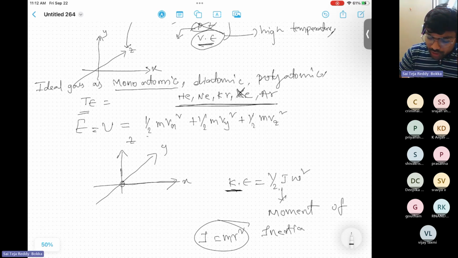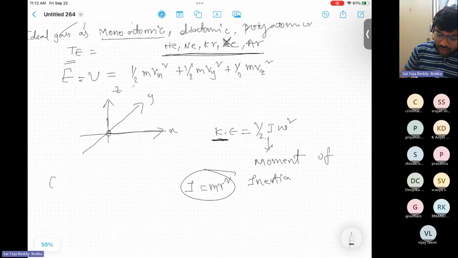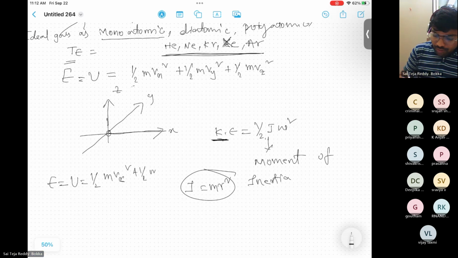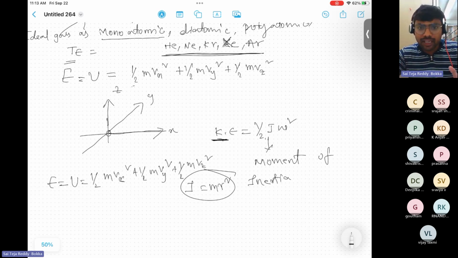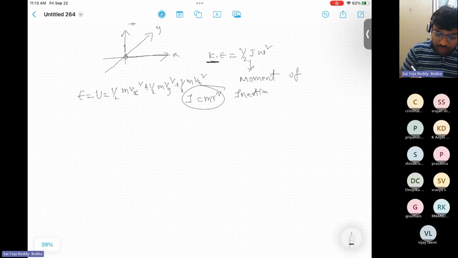So there will be only a kinetic energy. E, the total energy, is equal to U, is equal to half mvx square plus half mvy square plus half mvz square, right? Is everyone clear? Why I'm eliminating the kinetic energy around the spin? Because of less radius, it is negligible. I'm not counting it.